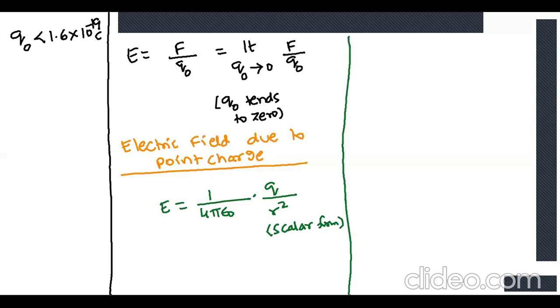Now, if you see the diagram, suppose here I have a positive charge. This positive charge is distributing its effect outwards.